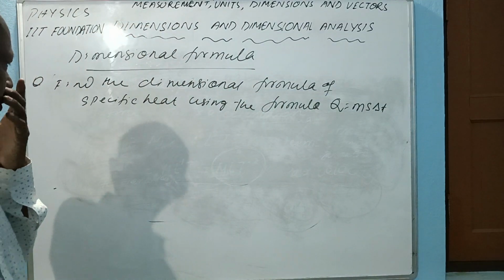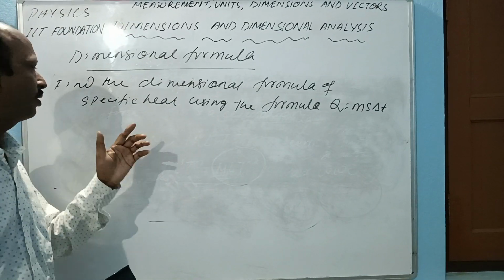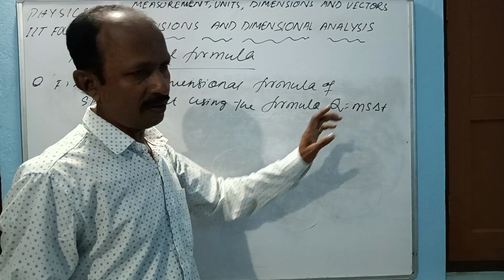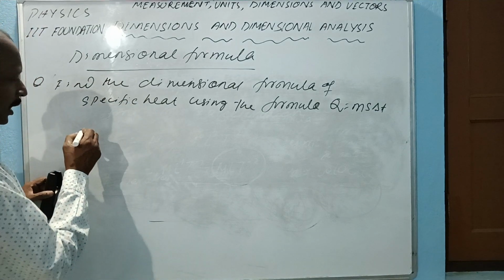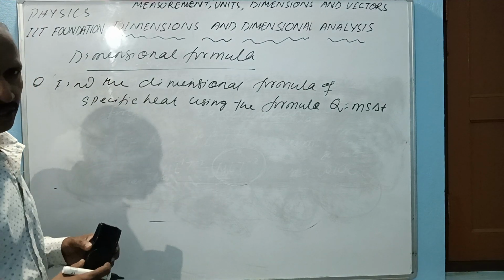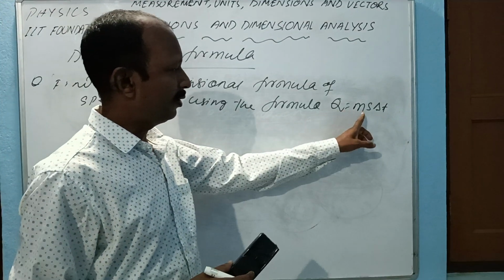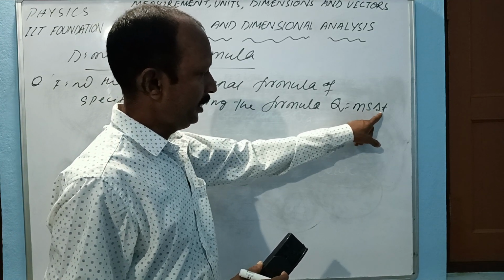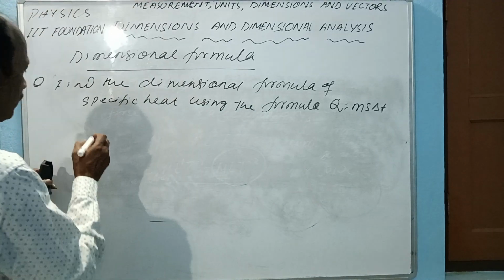What I have to find out? I have to find out the dimensional formula for specific heat. Means I have to find out the S. We know that here Q stands for the heat, M for the mass, S for the specific heat, delta T for the change in temperature.